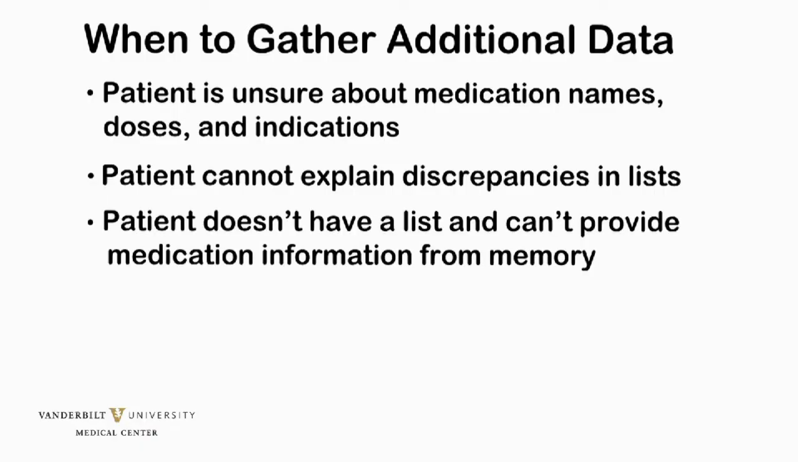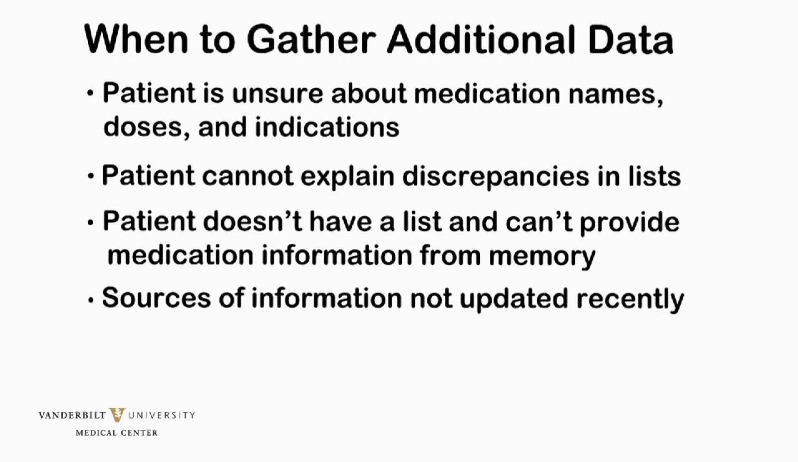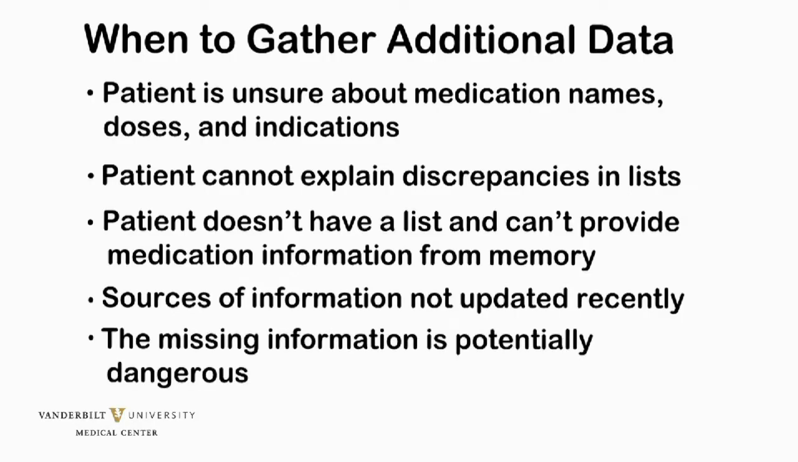Gather additional data if the patient doesn't have a list and can't provide medication information reliably from memory. This is important if the available medication list has not been updated recently. The nature of the missing information should also be taken into account. For example, if the only unresolved piece of information is the dose of a cholesterol-lowering medication, then it is not as urgent to call the pharmacy for confirmation. But if the issue in question is the dose of insulin, where any dose is possible and the risk of over or under treatment is high, then it might be necessary to contact the pharmacy or outpatient provider's office.